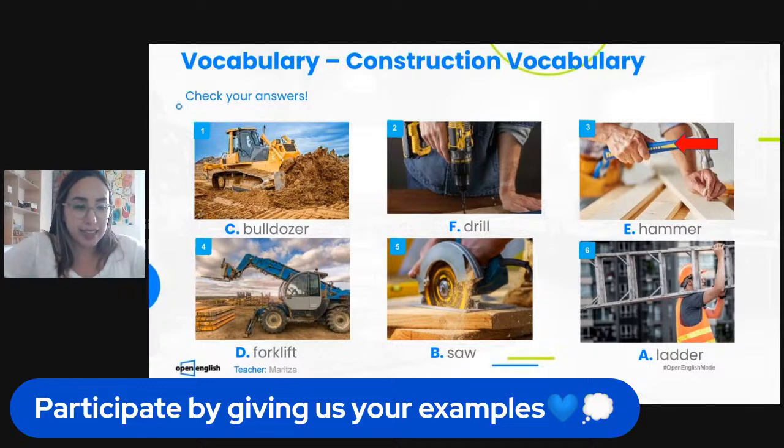Forklift. This is what lifts large objects. All right, number 5, saw. Saw. And number 6, ladder. Ladder. Okay, excellent. Very good job over here on Instagram.